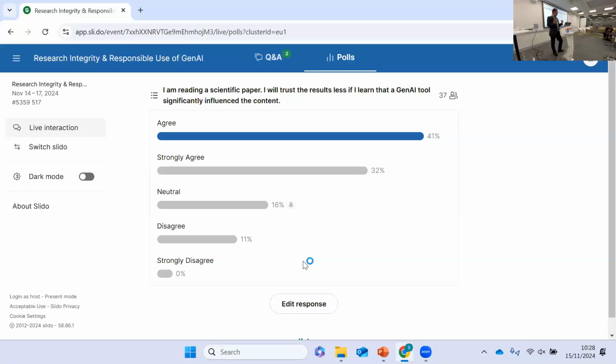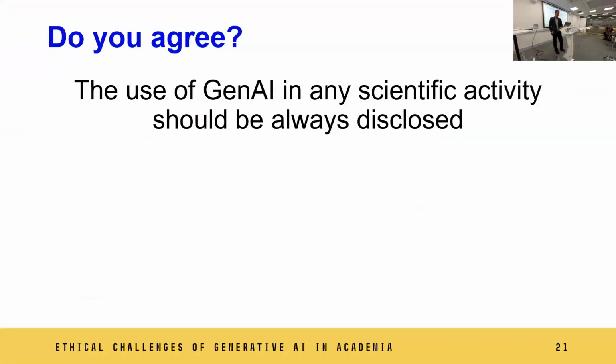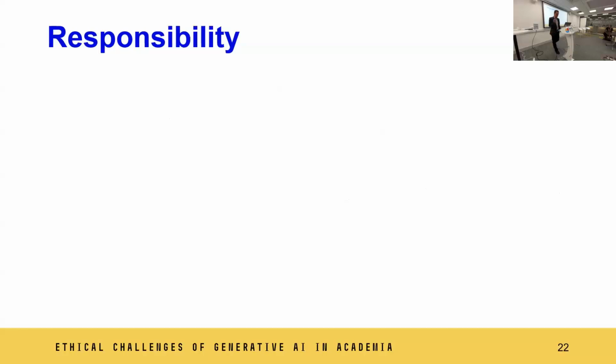So we agree that the use of GenAI should be disclosed, and we also then become more suspicious. We trust the results less. So those who follow the rules, those who obey the requirement and declare using of GenAI, they are disadvantaged. The dishonest people who use GenAI and do not disclose it don't risk the loss of trust and actually have this unfair advantage, which is not good.